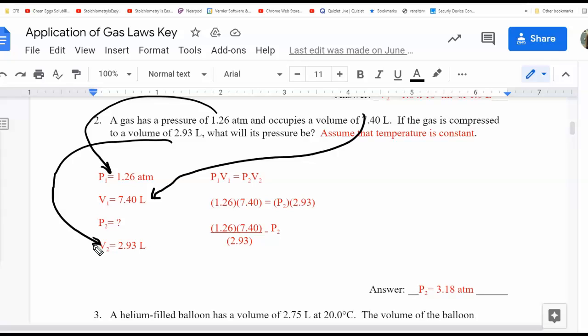But make sure that, as you can see here, you multiply P1 and V1, and then you divide by V2, and that gives you your P2. And you did have to round to the appropriate number of significant figures there as well, and have a unit label as well. A lot of people left off unit labels. Please, please, please remember those.